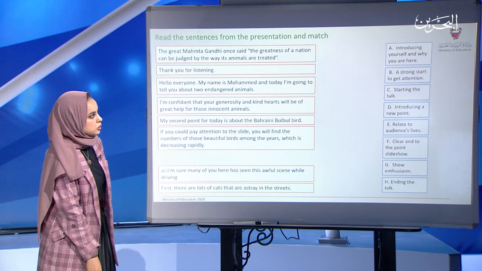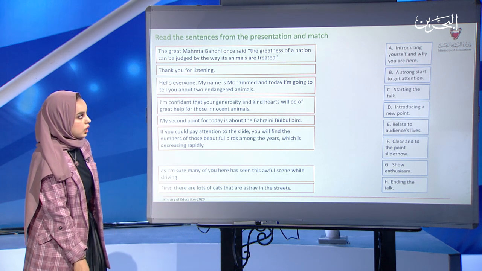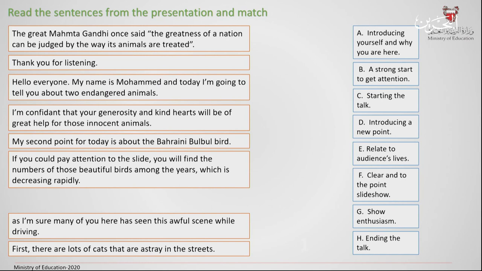A, introducing yourself and why you are here today. B, a strong start to get attention. C, starting the talk. D, introducing a new point. E, relate to audience's lives. F, clear and to the point slideshow. G, show enthusiasm. H, ending the talk.